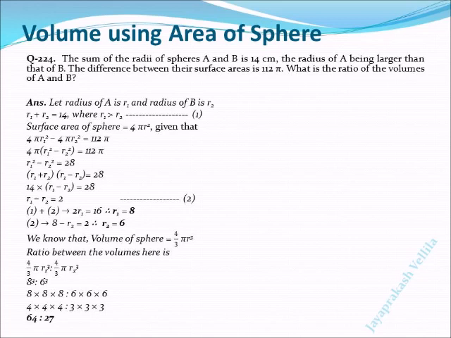Here given the relation between radius of two spheres A and B. Radius of A is larger than radius of B. Sum of the radius is 14 cm. And also given surface area, it is 112 pi. We have to find out the ratio of volumes of A and B.